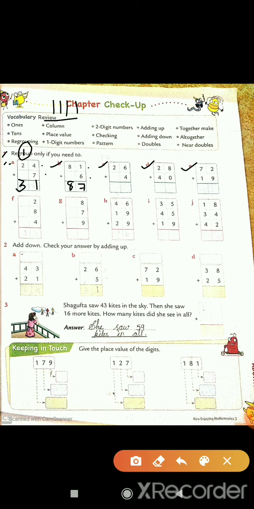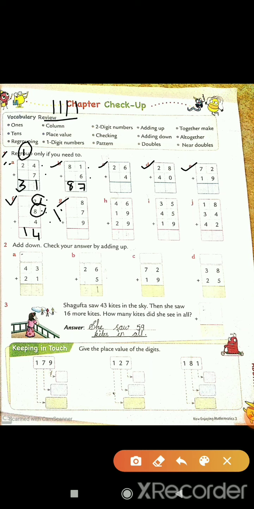So this is your homework. You are going to do this in your textbook only. Got it students? F, 2, 8 and 4. Students, adding 3 digits. Remember? Now, first we have to add any 2 numbers and then we have to add that answer with the remaining number. So 2 plus 8 makes 10. So 10 plus 4, 14. Got it students?